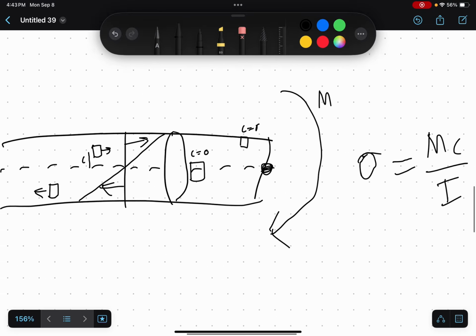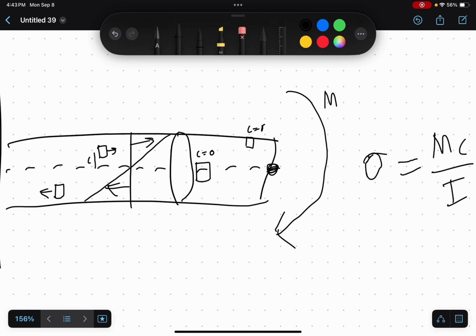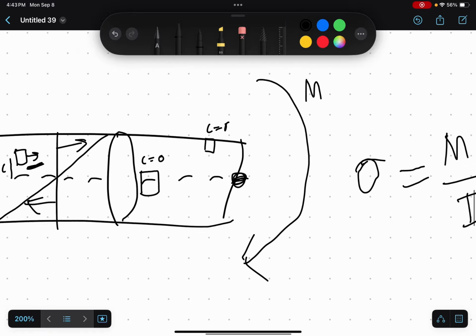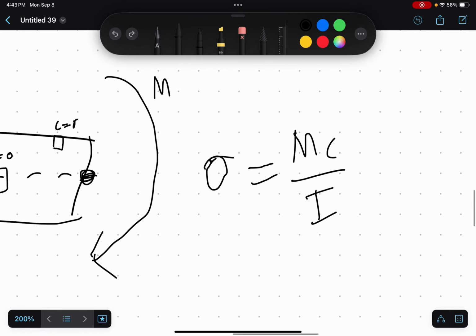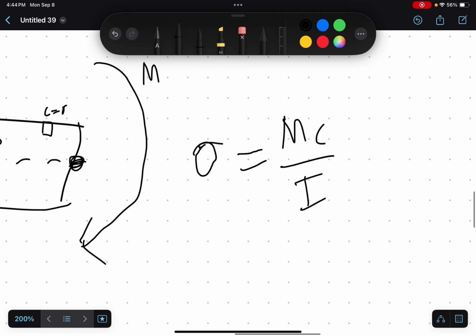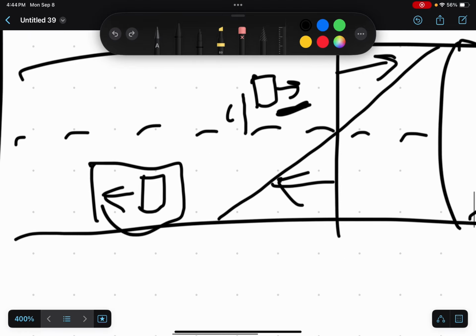So it makes sense that if you have a positive C, so you're on the top half, you'd have a stress pointing that way because this number would be positive. But if you're on the bottom half, so if you're down here, C would be negative, and then the whole stress would be negative. So you would have stress pointing the other way.